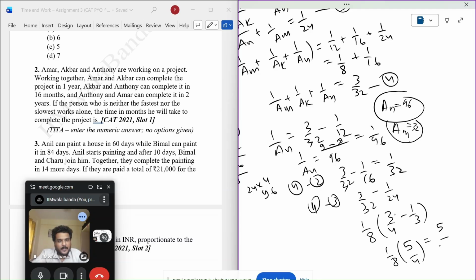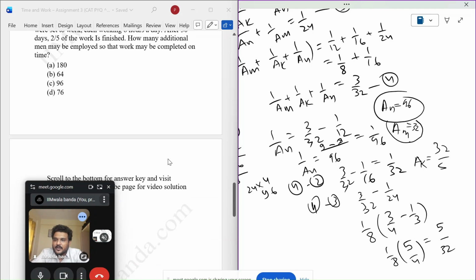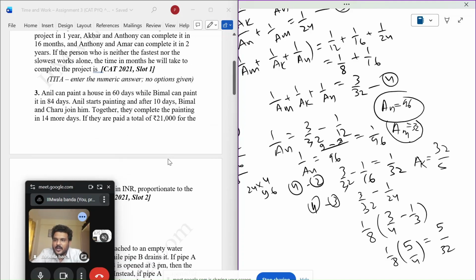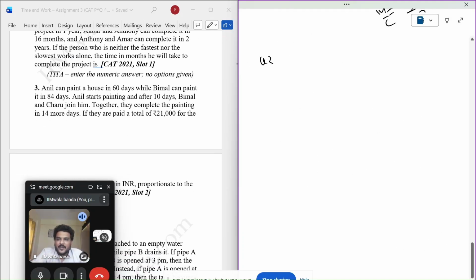5 by 8, 16, 24, 32. So 32 by 5 is the number of days taken by AK. So I know middle value is 32. So answer will be 32, right? Let's go ahead. Let's go to question number 3.